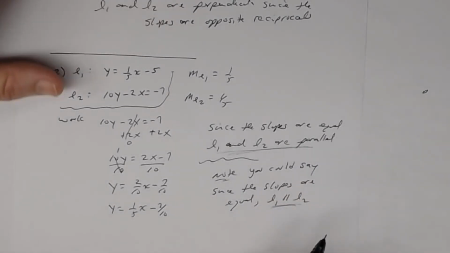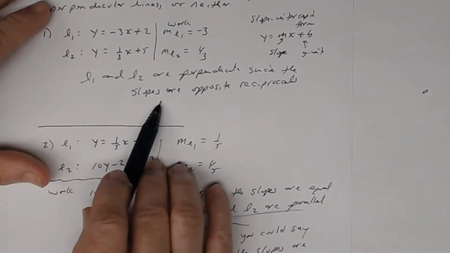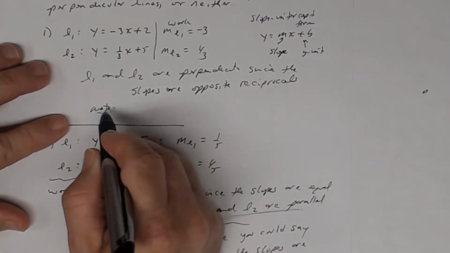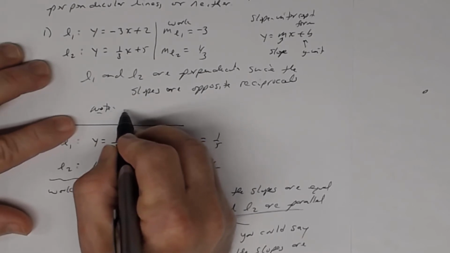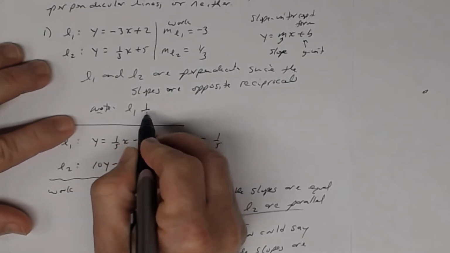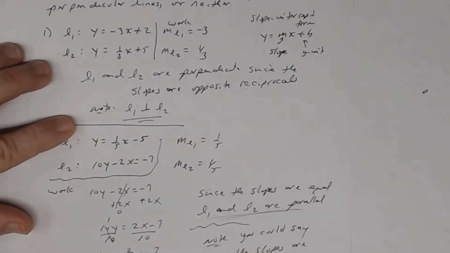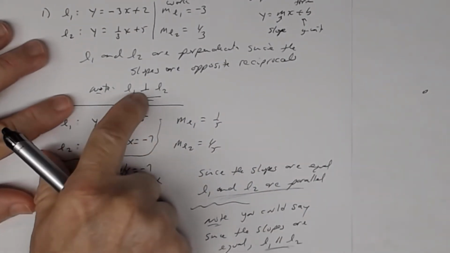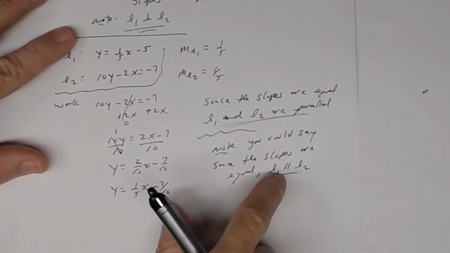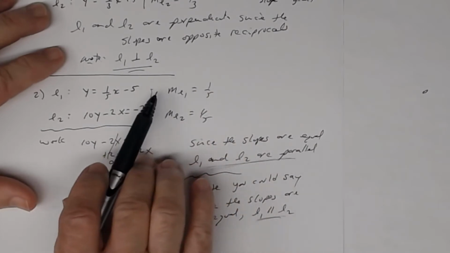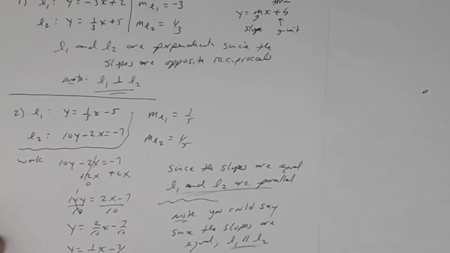Okay? And then we could have said the same thing here. So note, you could say line 1 is perpendicular, that's the symbol for perpendicular right here, to line 2. Okay? You just got to make sure that I can recognize that's perpendicular and I can recognize that's parallel. So just to remind you about the notation, the symbols. Okay, that was number 2.